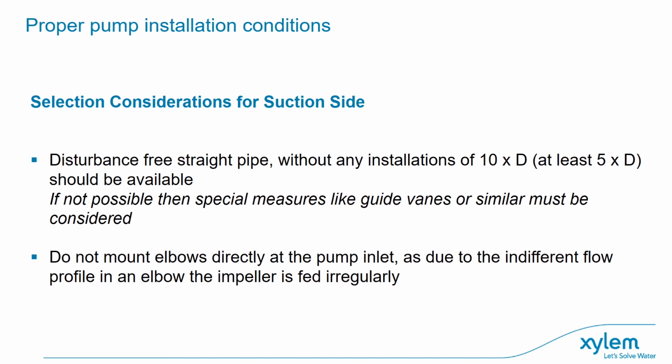Other considerations for the suction side is that you should have at least a pipe of a length of 10 times the diameter of the pipe, free of any disturbance, in order to have a uniform flow. If it's not possible, at least 5 times the diameter of the pipe. Try not to mount elbows directly at the pump inlet, always for the same reason, in order to avoid that we have a flow which is not uniform, which might cause turbulences or in case also some further recirculation.